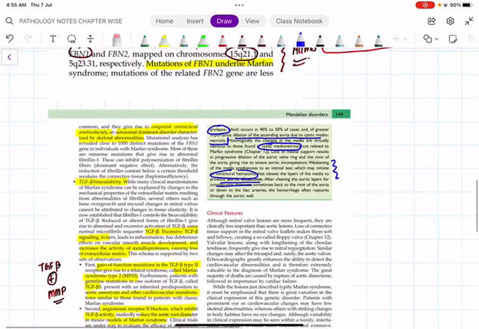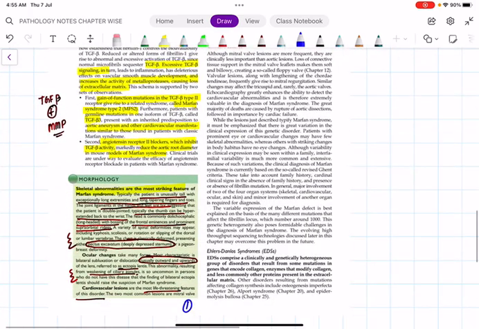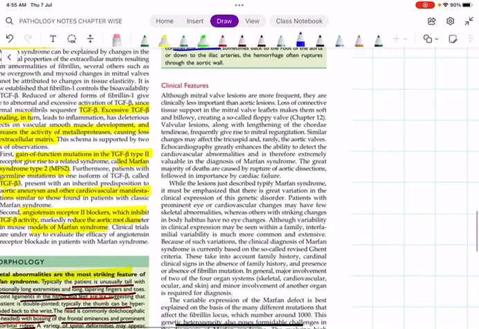And I told you aortic aneurysm and aortic dissection both are life-threatening complications. Out of that, aortic dissection is the cause of death in Marfan syndrome. Aortic dissection is the cause of death in Marfan syndrome. See, the great majority of deaths are caused by rupture of aortic dissection.